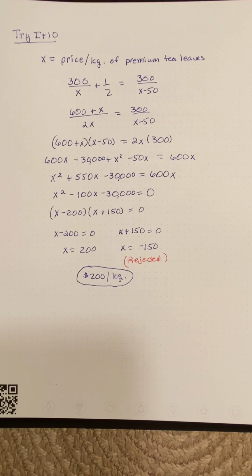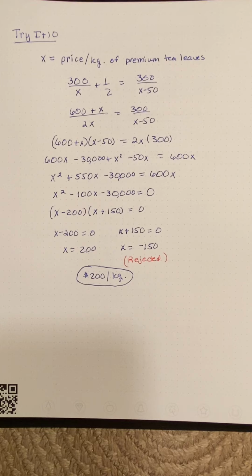117, which says, Mrs. Ford spent $300 to buy some premium tea leaves. If the price of the tea leaves had been reduced by $50 per kilogram, she could have bought 0.5 kilograms more. Find the original price per kilogram of the tea leaves.